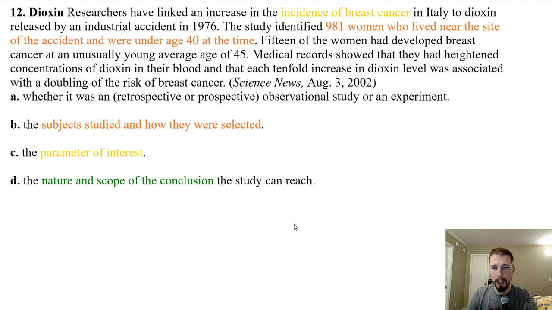The study found 981 women who lived near the site of the industrial accident that were under the age of 40 at the time. 15 of the women had developed breast cancer at an unusually young average age of 45 years old. Medical records show that they had heightened concentrations of dioxin in the blood, that the tenfold increase in dioxin level was associated with doubling the risk of breast cancer.